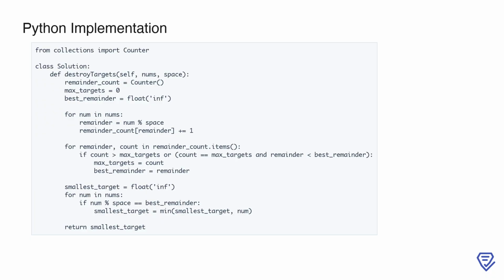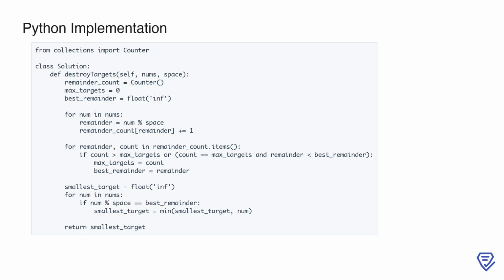2. Calculate remainder frequencies. We iterate through each number in nums and compute its remainder, number % space. The remainder_count dictionary tallies the frequency of each remainder. 3. Determine the best remainder. After calculating the frequencies, we iterate through the remainder_count dictionary. If a remainder's frequency is greater than max_targets, or if the frequency is equal but the remainder itself is smaller, we update max_targets and best_remainder.